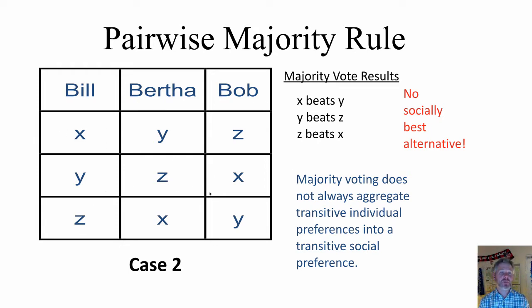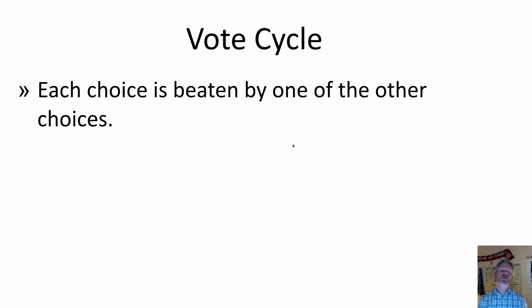If they all had the same preferences, notice, if they all had Bill's preferences, then pairwise majority rule would give us X. So the degree to which this kind of vote cycling, which is what we call a vote cycle, is a problem often depends upon how much the people disagree with one another. The more they disagree, the more their preferences are different, the more likely it is that you will get a vote cycle. So each choice is beaten by one of the other choices, and that is a vote cycle.